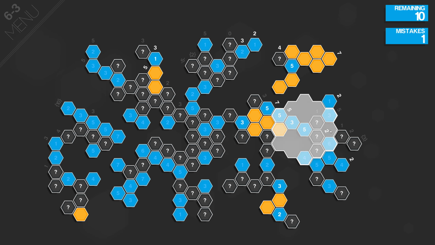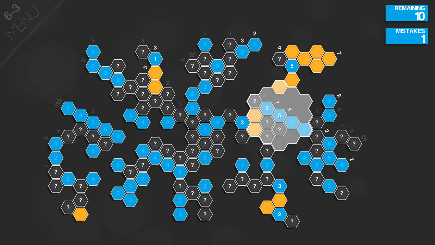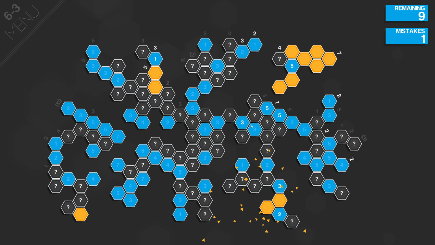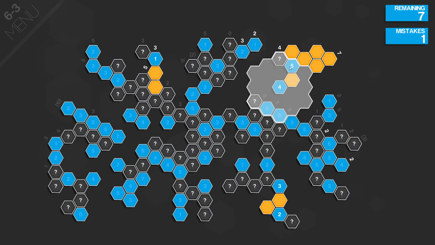This 5 now sees 1, 2, 3, 4, 5. It's not this. That 3 sees 1, 2, 3. It's not that. This 5 sees 1, 2, 3, 4, 5. That 3 sees 3 and its border eliminates this. That 3 is solved. This 7 now sees 1, 2, 3, 4, 5, 6, 7. This 2 is solved. This 5. 1, 2, 3, 4, 5. 1, 2, 3, 4, the same. 4 here is 1, 2, 3, and a fourth.